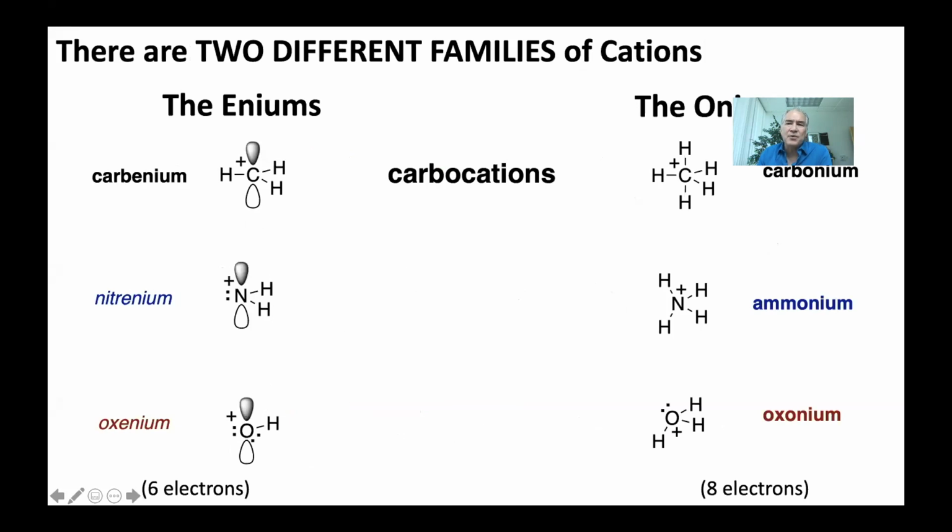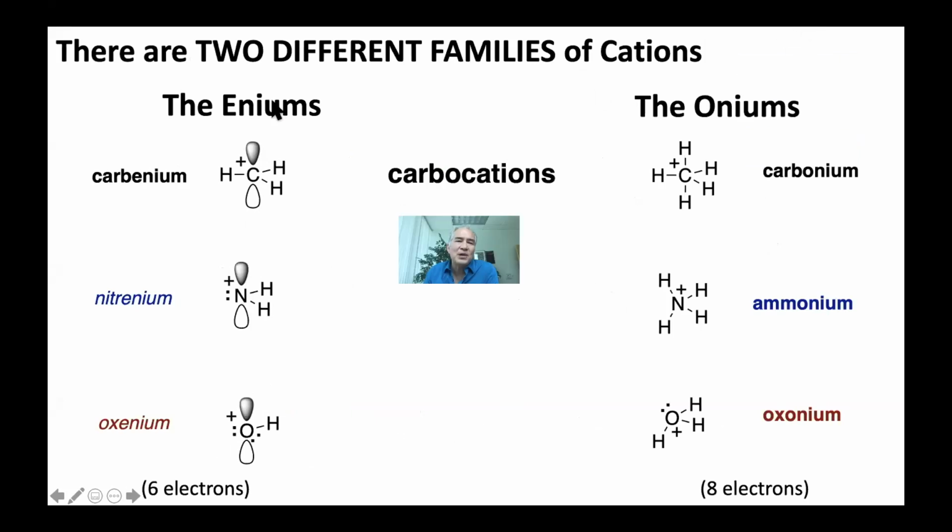The reason why this is so confusing to you is, and I'm not sure if anyone ever told you this, that there are actually two classes, two families of cations. So when we say carbocations, there's actually two different families. There are the ENIUMs and there are the ONIUMs, and they are as different as night and day. So when you say carbocation, you're actually not distinguishing between the ENIUM class and the ONIUM class. So let me introduce you to these two families of cations, because if you're not familiar with these, that's why you've been confused from day one in organic chemistry.